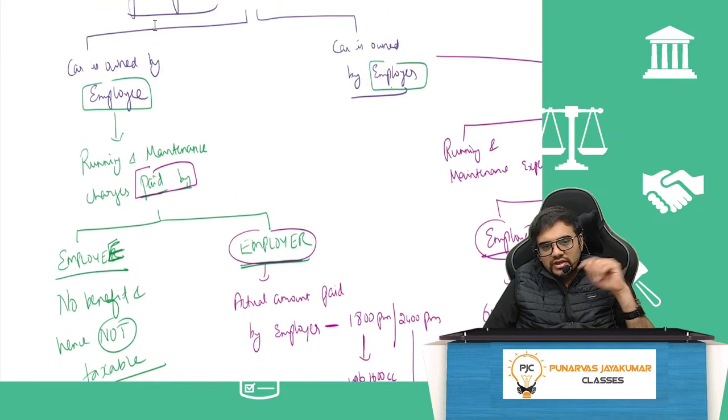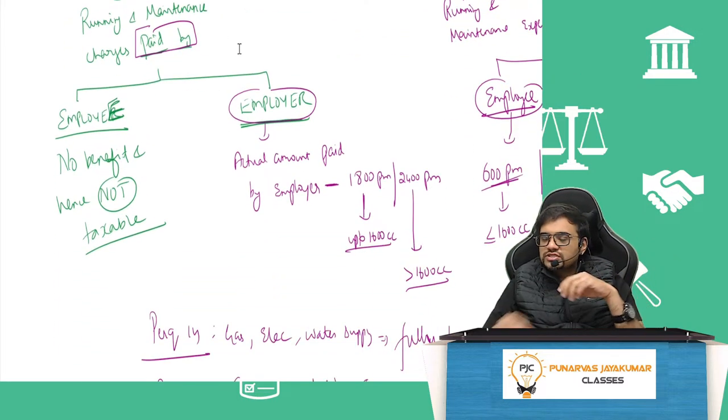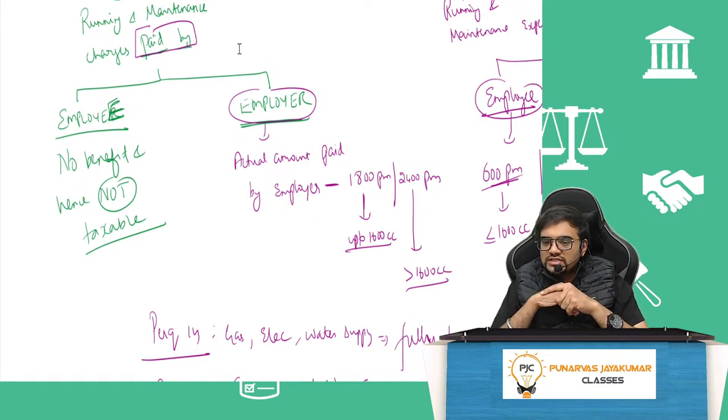But if car is owned by employee, but the company says, I will pay your service cost, I will pay your petrol, I will pay everything, don't worry, then actual amount paid by employer minus 1,800 rupees per month or 2,400 rupees per month depending upon the CC, that amount will be taxable.